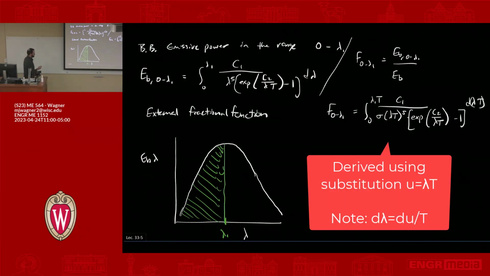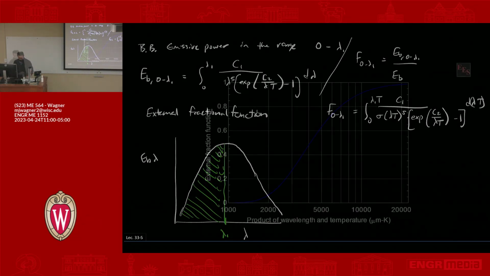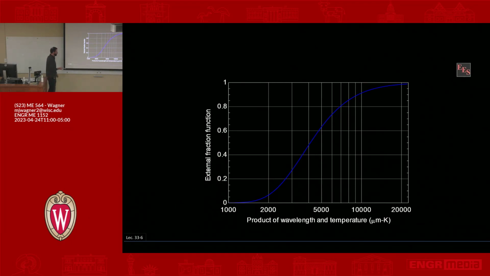So this external fractional function is defined this way. Somebody has gone through, taken the values of lambda and T, evaluated it, and given you back a function that you can just look up. If you're going to use this function to get the fraction of light, it's a number between 0 and 1, because the numerator is always between 0 and the total in the denominator. You plug in your lambda times T, and you get back the function value.